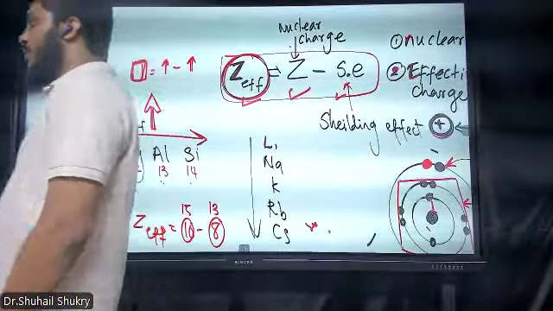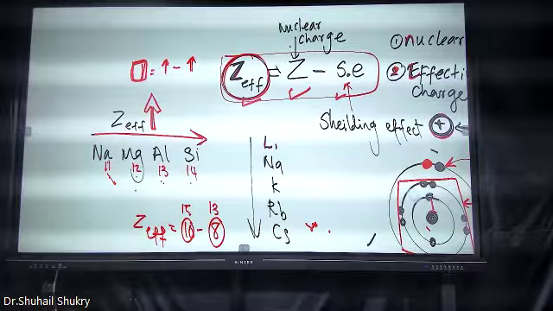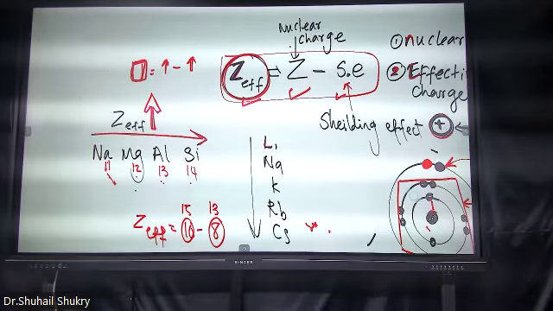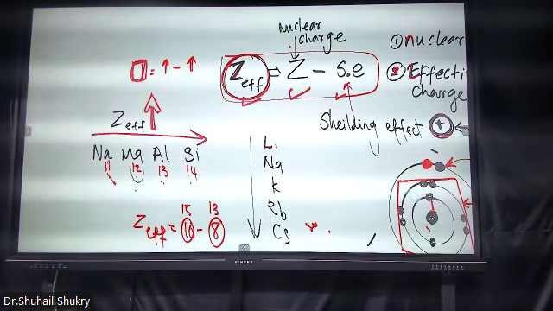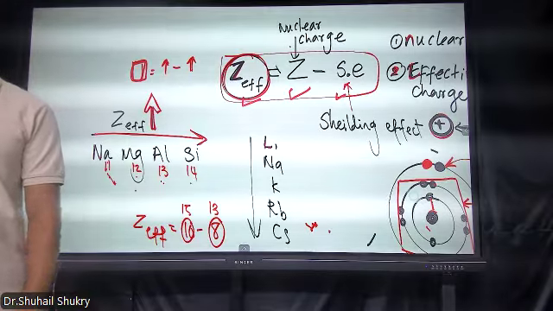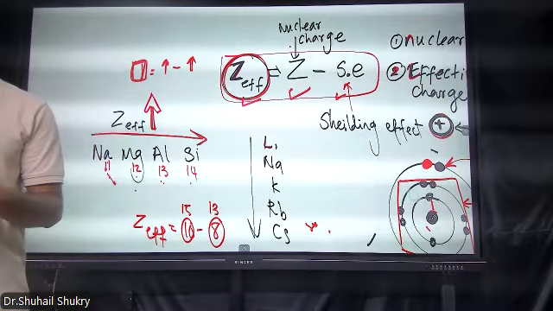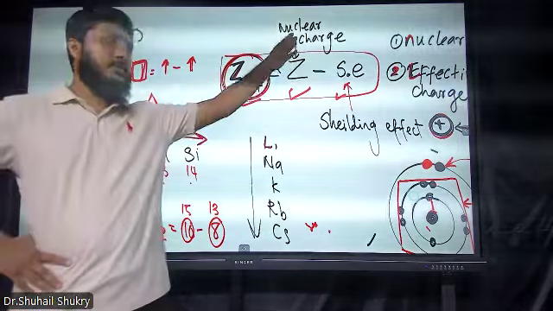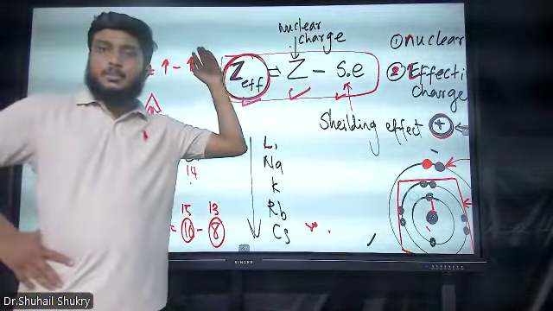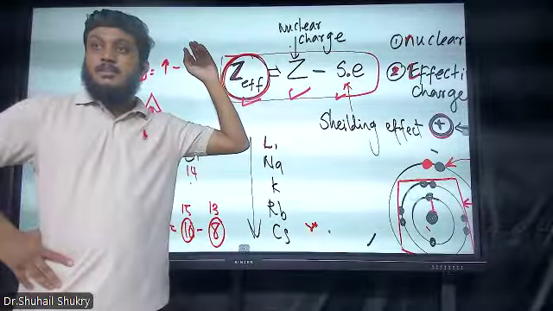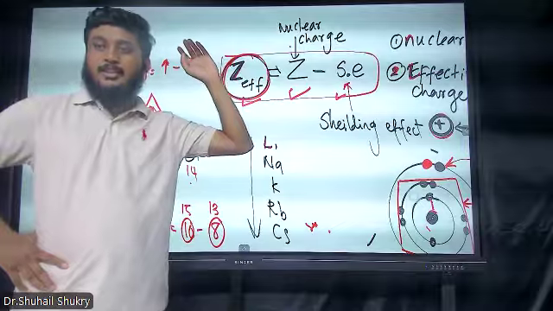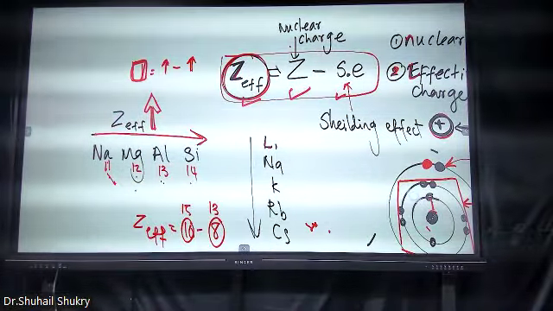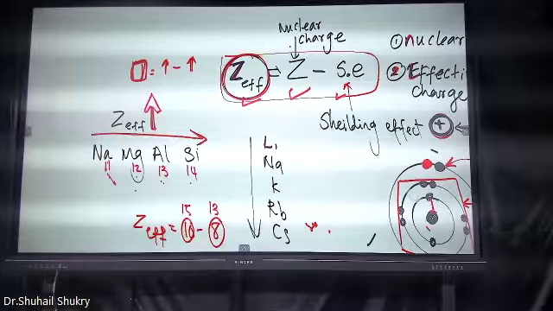Therefore, effective nuclear charge will, complete the sentence. Now this one is increasing, this is constant. Therefore, effective nuclear charge will increase. Effective nuclear charge will increase.